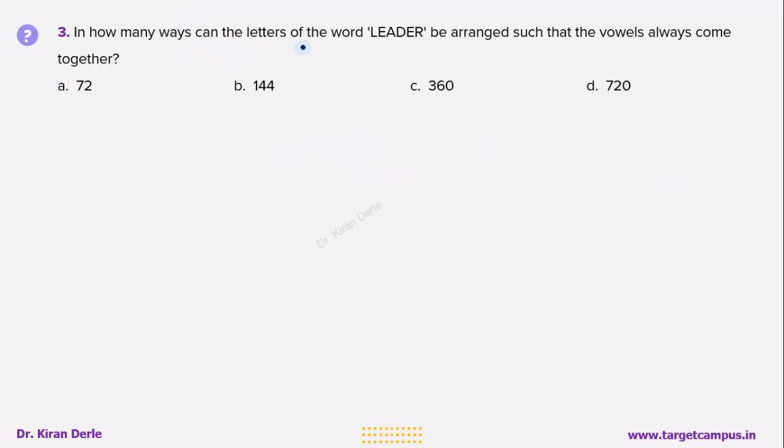In how many ways can the letters of the word LEADER be arranged such that the vowels always come together? Okay, so see, we are doing practice of this question. All the concepts have already been explained in our concept videos. So LEADER be arranged such that vowels always come together. Which are vowels? We have E, A, E, right? So we have 3 vowels here. We want them to be together in all the arrangements. And consonants are L, D, R. These are consonants, right?